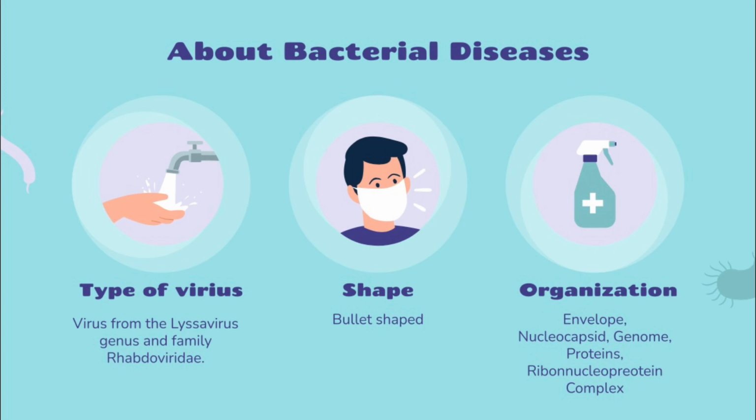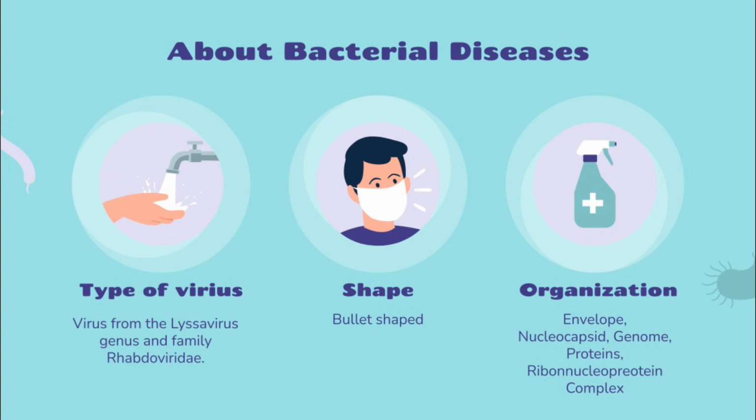Rabies virus is a neurotropic virus, which means it has a great affinity for the nervous system. If symptoms occur, it can cause severe brain damage and death if not treated. The rabies virus is a bullet-shaped virus with a unique morphology and organization. The structure consists of these several components.